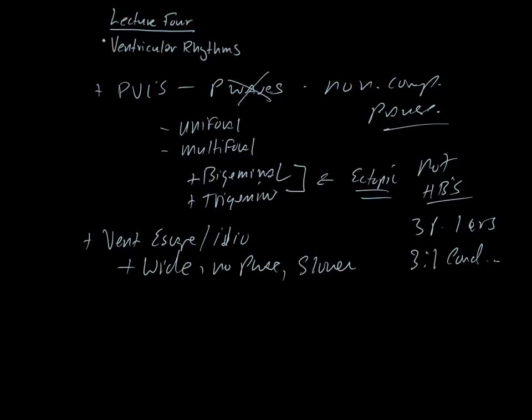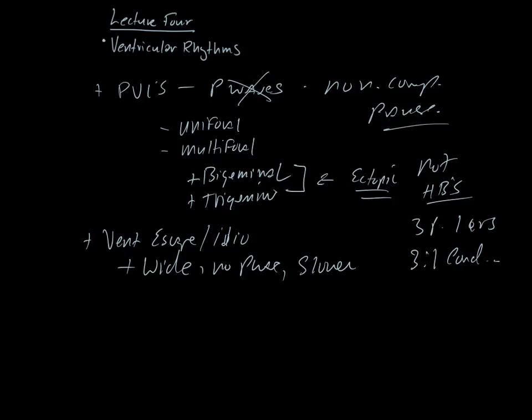Let's say it's wide, and the rate is 30. There are no P waves. Could that be junctional? Maybe, but where is the evidence pointing? It's pointing more toward a ventricular escape rhythm. Ventricular is below 40. Yeah, 20 to 40. You guys okay with that?